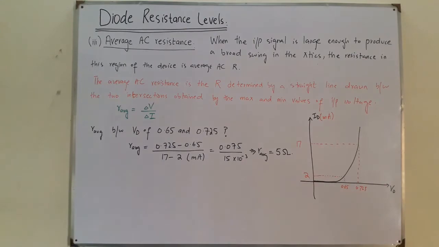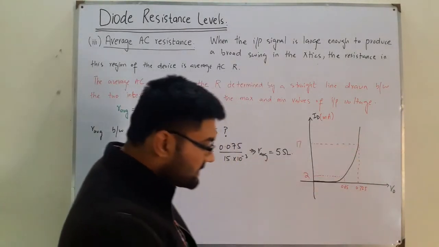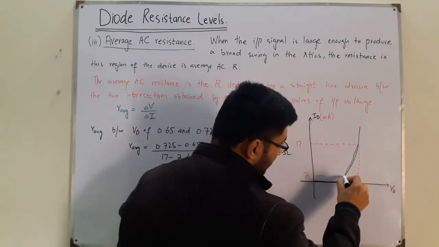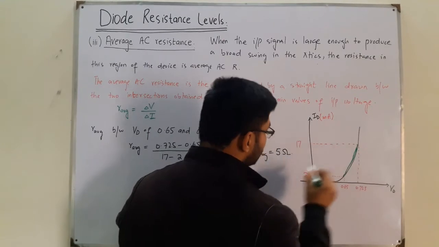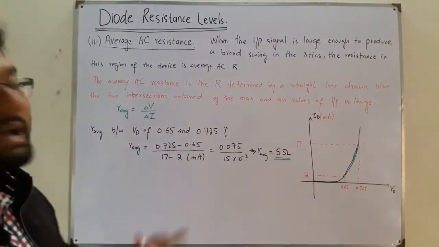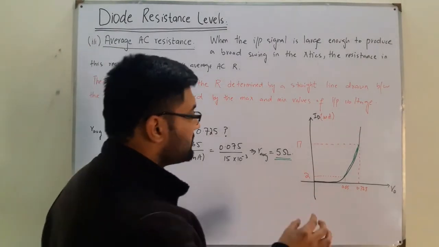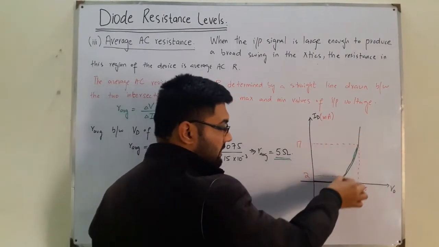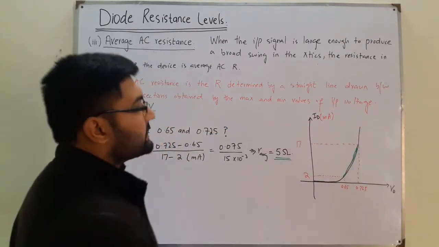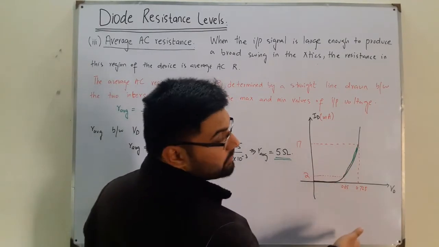So what do we have? We got the average AC resistance between these two points, which means on this whole curve, in the green region, the average resistance offered by the diode is 5 ohms, the average value. What we mean to say is that this 5 ohms is the average of all the values lying in this green interval. If you take the value at 0.65, the value would be different. At 0.725, the value would be different.